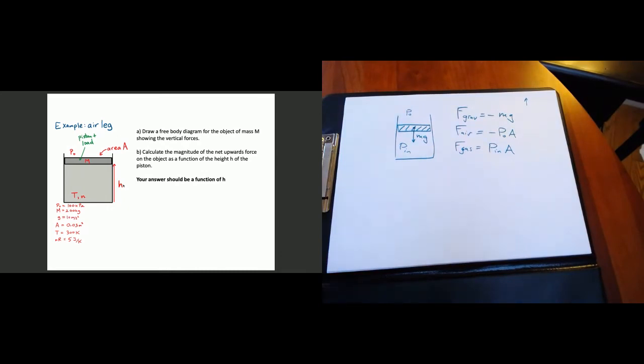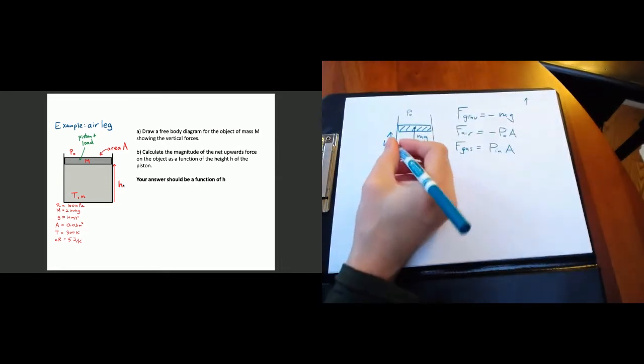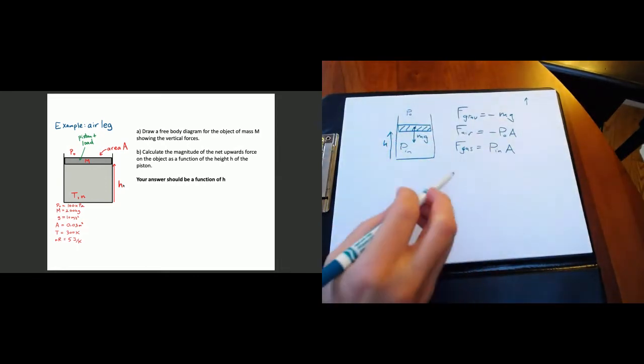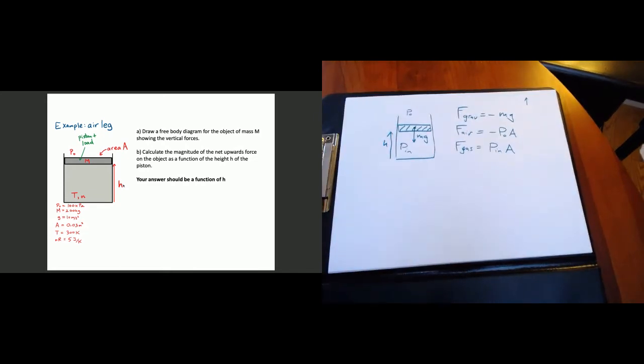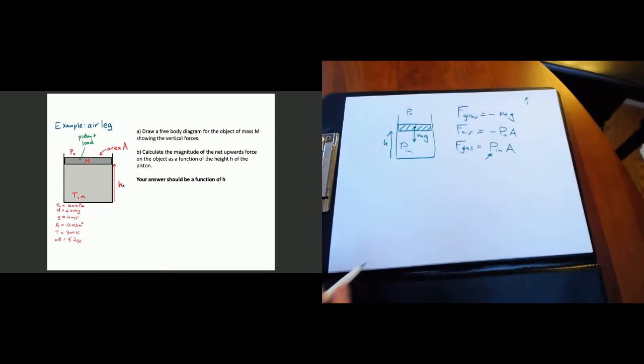So far, none of these things appear to depend on H explicitly. But what we realize is that the inside pressure will depend on exactly what the location of the piston is. If I move the piston down, that gas is going to get compressed. If I move it up, it'll be less dense and have a lower pressure. So now we can understand how that inside pressure will depend on the height of the piston.